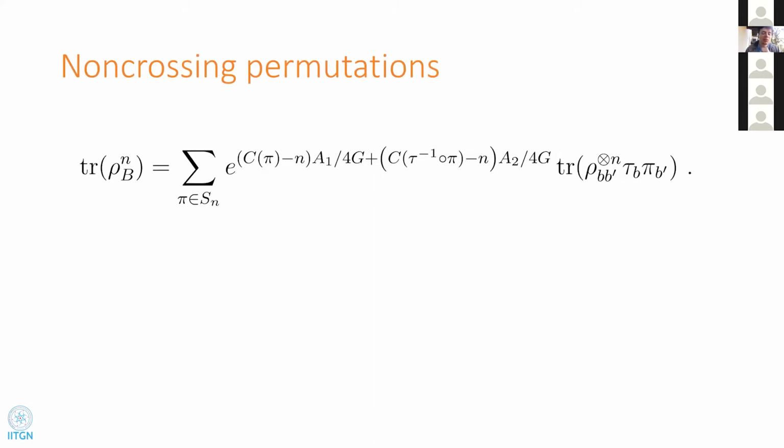All right, let me make a couple of comments about this formula. So this gravitational action that comes from the conical singularities is controlled by these quantities C of pi and C of tau inverse pi, just the number of cycles in those respective permutations. It just turns out that the number of cycles in the permutation controls the total amount of conical excess you have, which controls the gravitational action you get.